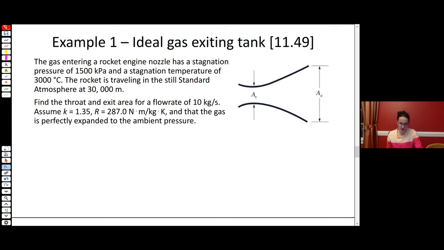All right, well, first things first, to find the static pressure at an altitude of 30 kilometers, we turn to table C2, which tabulates the US standard atmosphere versus altitude. And we find that the pressure is 1.197 kilopascals in the US standard atmosphere at that altitude. So that's our static pressure.